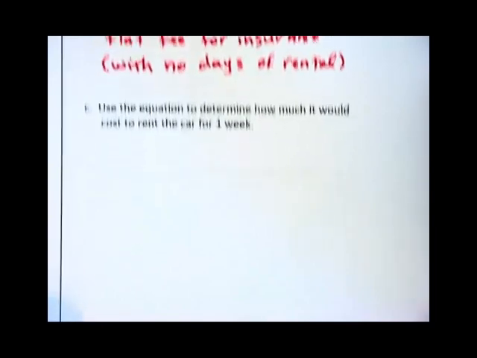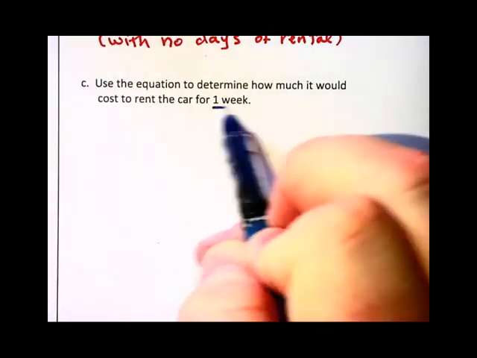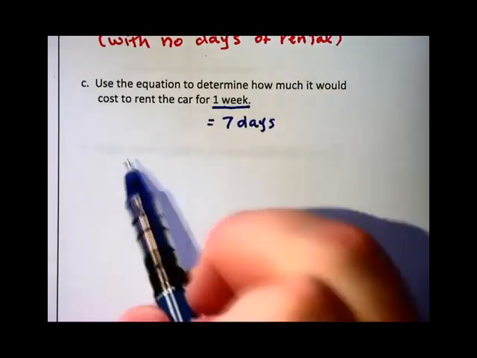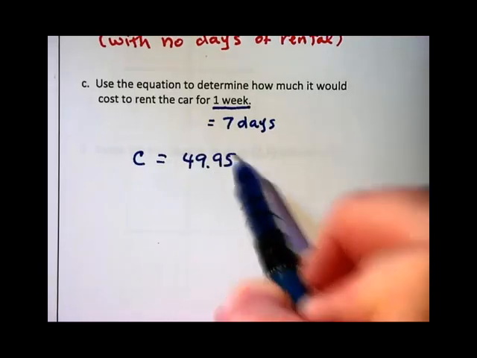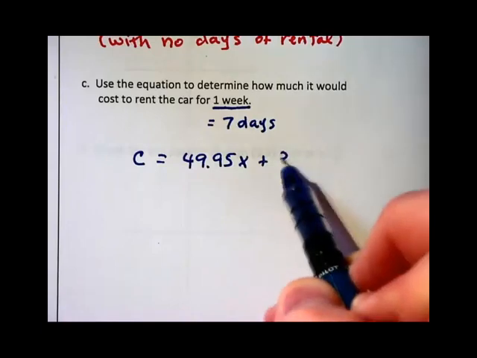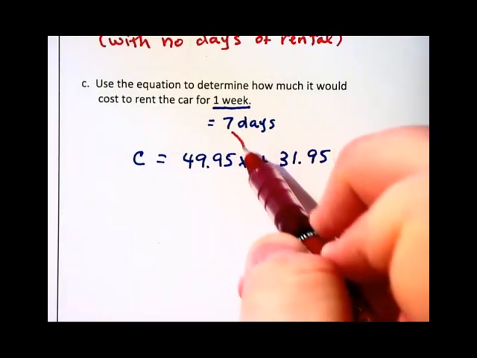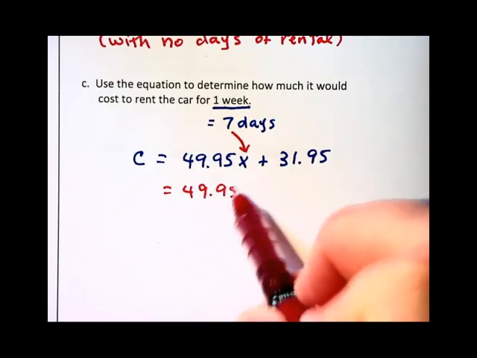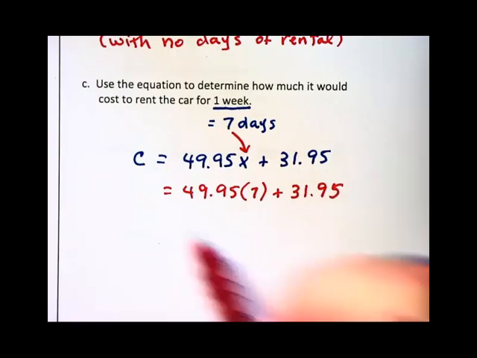Now, we want to use this equation to determine how much it would cost to rent the car for 1 week. Now they're playing games with us here because we're not dealing with days, we're dealing with a week, so we have to know that that is going to be 7 days. So the cost is going to be $49.95 per day plus 31.95 for insurance. This 7 is going to get substituted in for x. That's going to give us $49.95 times 7 plus the one-time fee of $31.95.